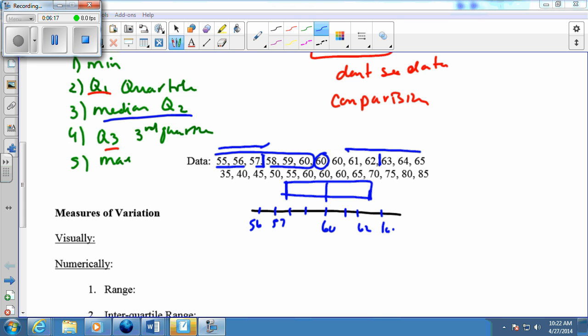Then what I need to do is find the min, which is 55, and the max, which is 65, someplace out in this region, and that's how I would construct it. So it goes right off a number line. Those are two different ways that we're going to be constructing. They both do comparison. The box plot does not show the values in the data set. The stem and leaf does.